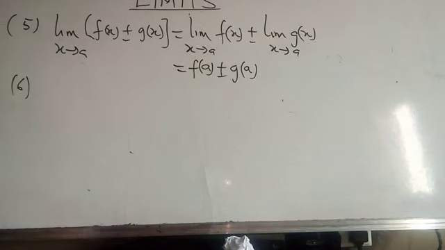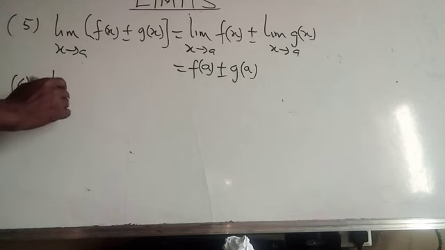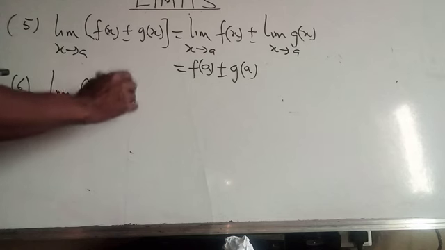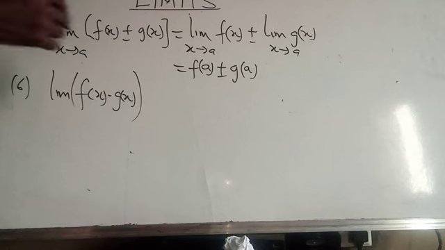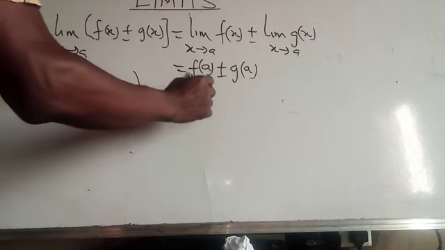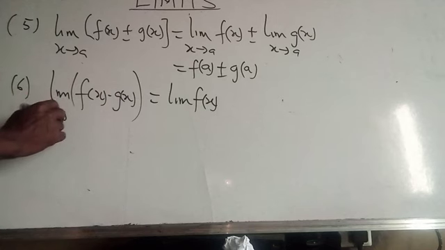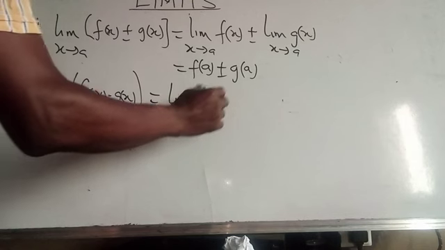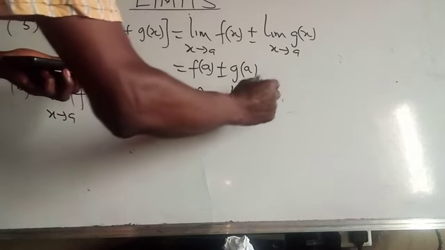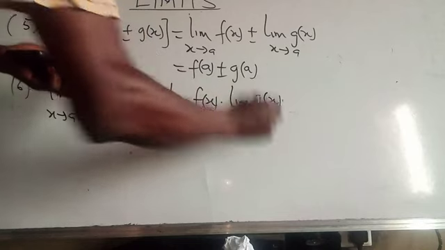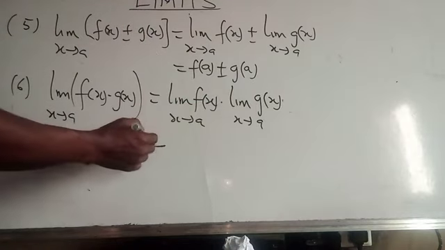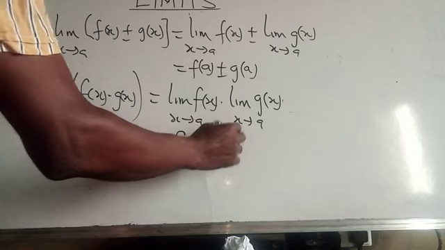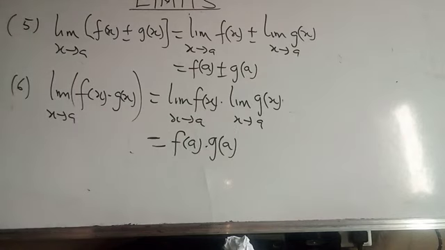Now the sixth one. This is the product of limits of two functions, f of x dot g of x. What you need to do is split it: the limit of f of x as x tends to a multiplied by the limit of g of x as x tends to a. And that will give us f of a dot g of a. That solves that problem too.